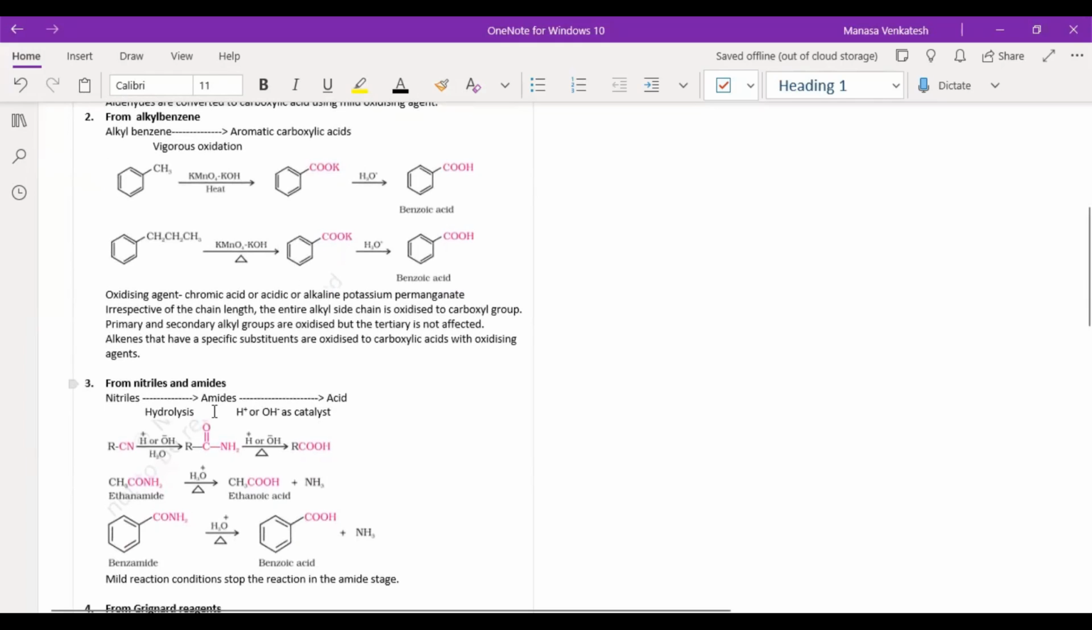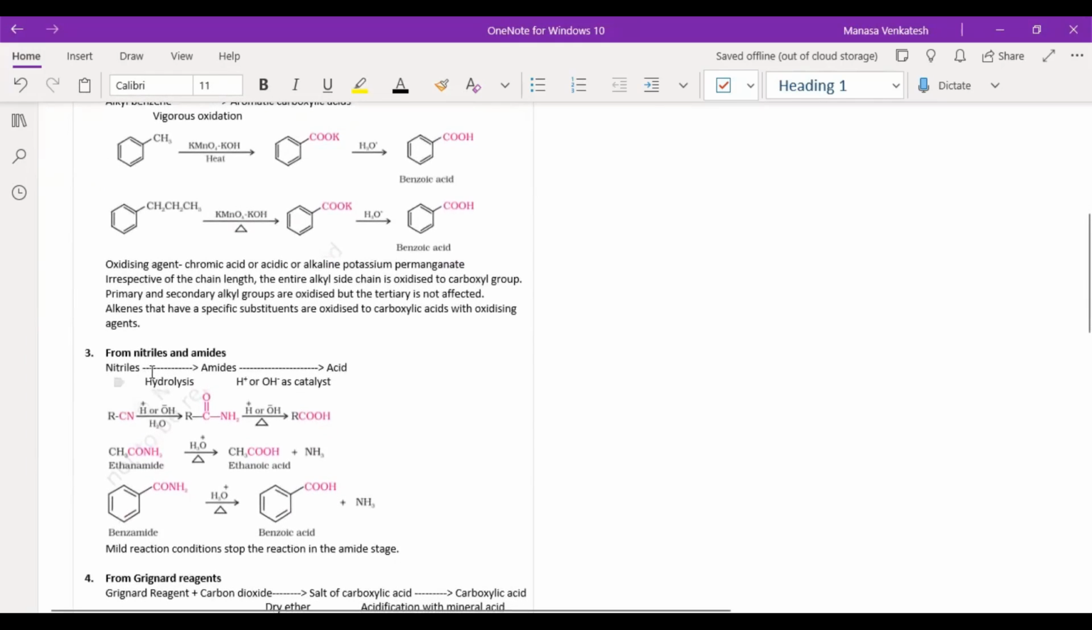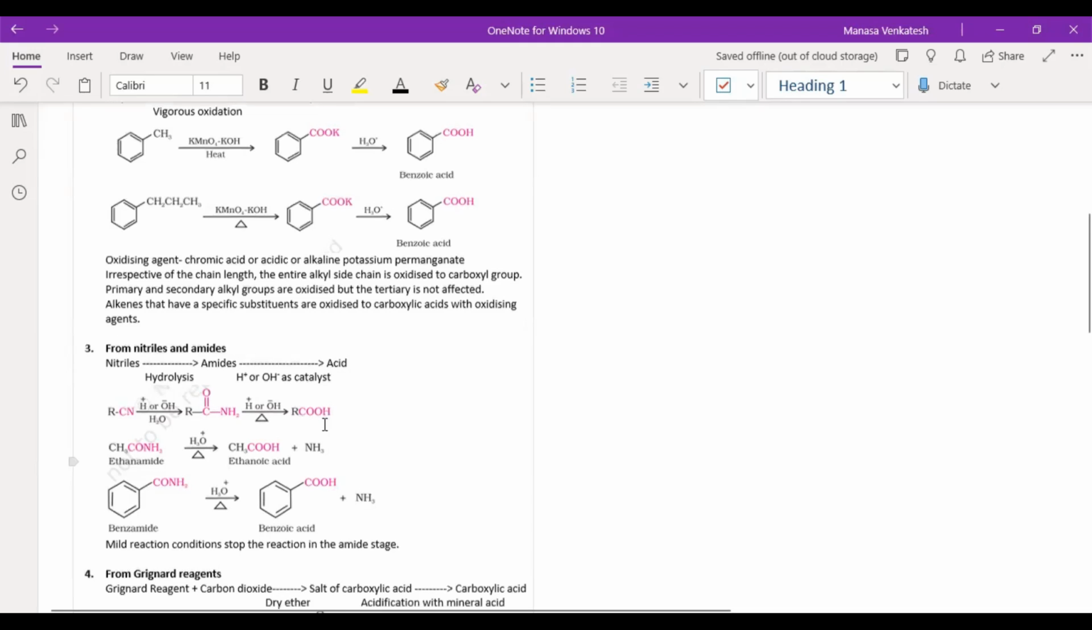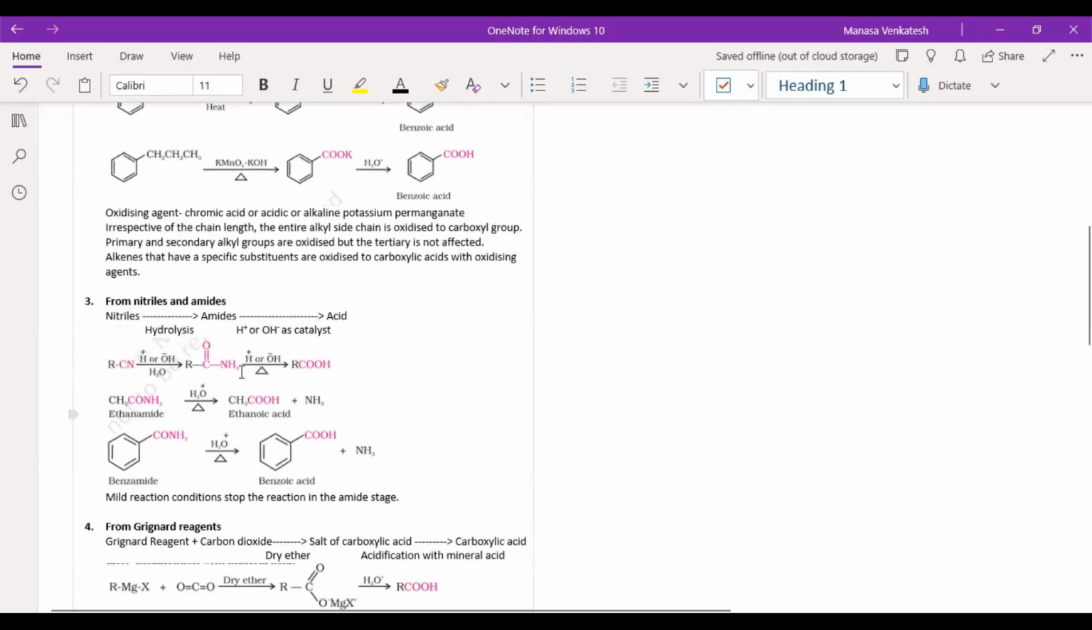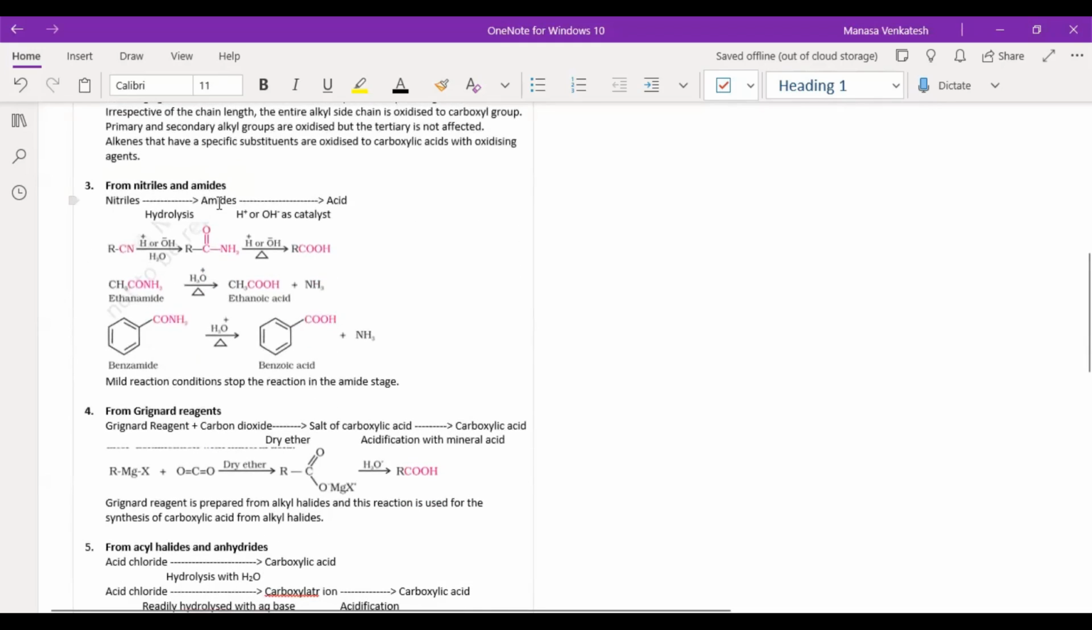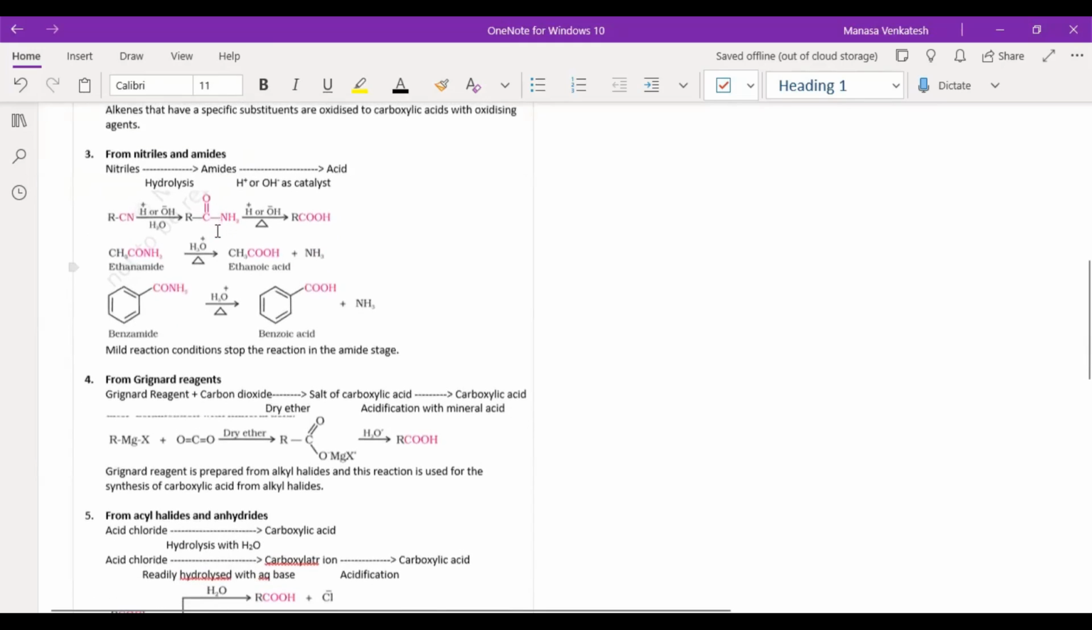The next is from nitriles and amides. Nitriles on hydrolysis form amides, and this, in the presence of H plus or OH minus as a catalyst, undergoes reaction to form acids. So here you have nitrile forming an amide, and this is reacting to give us an acid. And in mild reactions, if the reaction conditions are mild, then the reaction stops at the amide stage itself.